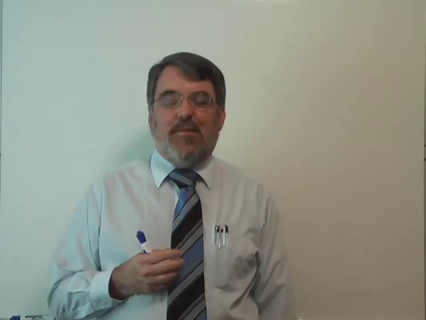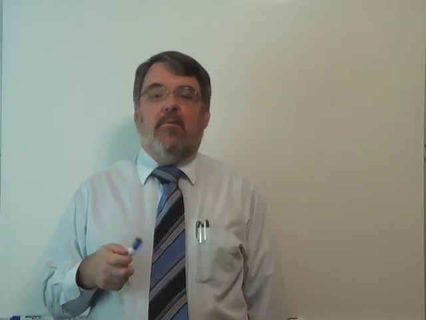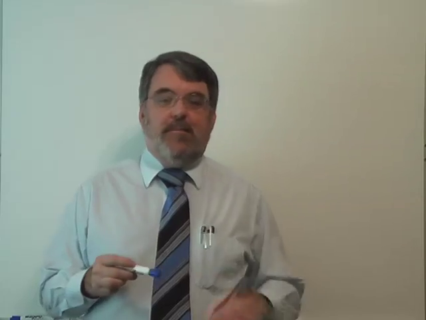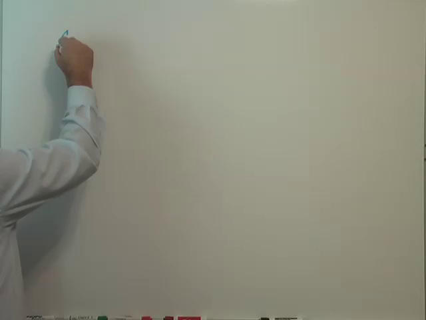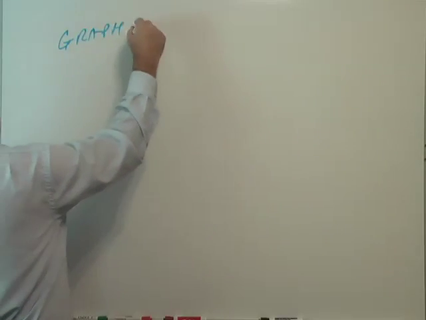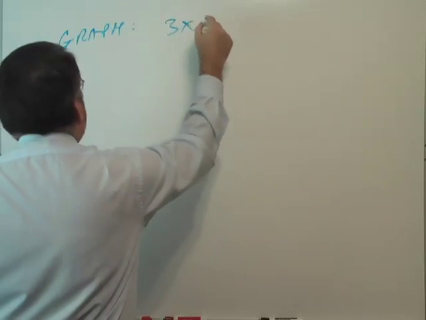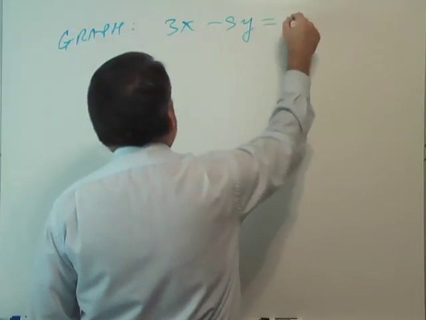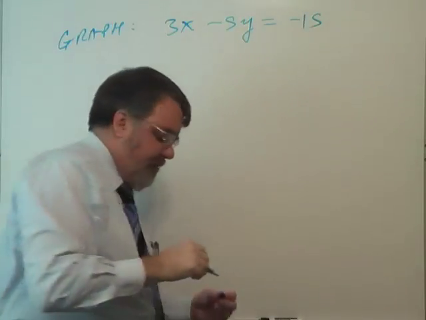Well, we start simple in this course, graphing just lines. Now near the end of the course, we'll graph something else called exponential functions. But for the moment, let's focus on lines. So my first example is to graph 3x minus 5y equals minus 15.